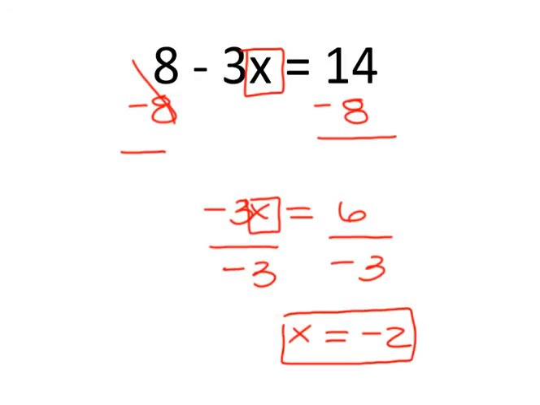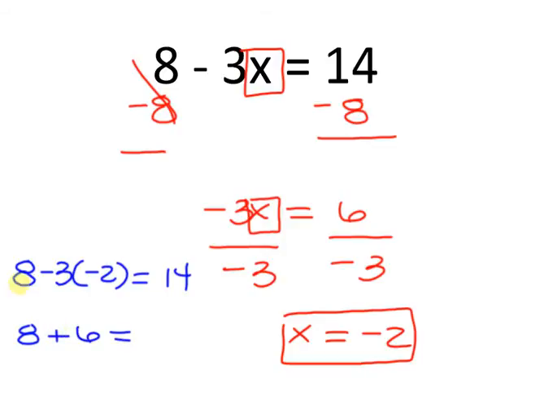And then check your answer. Negative 3 times negative 2 is positive 6. 8 plus 6 is 14.